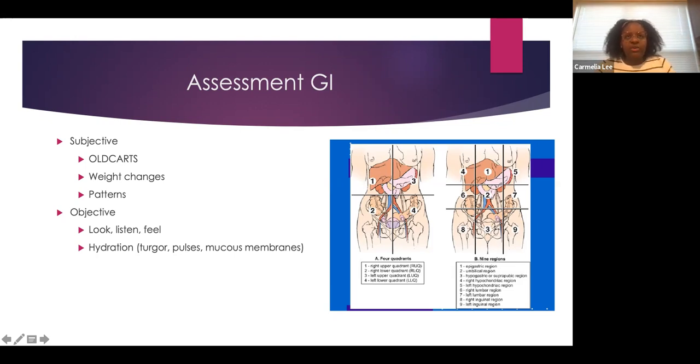With the GI, since we're talking about elimination and absorption, has there been any noticeable weight change? Of course, you're going to get this patient assessed and you're going to have your height and weight information, but you want to see, has there been a change from the previous visit? Has there been a change of the curve that they've been on if it's a chronic problem? Does the parent or child feel like they are smaller? So those are some things you want to know.